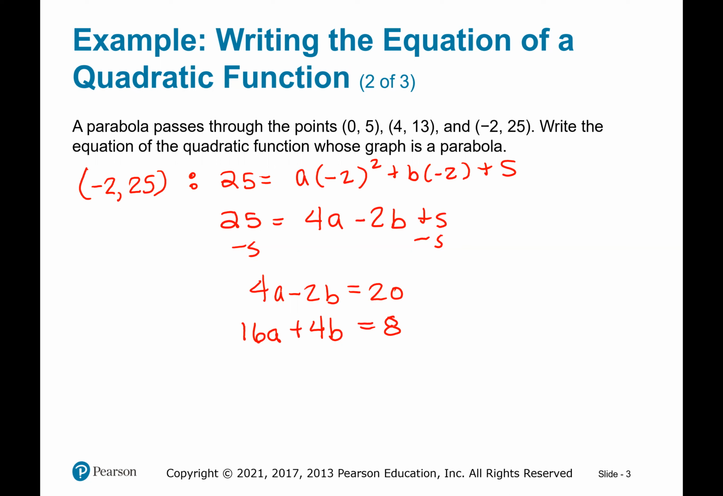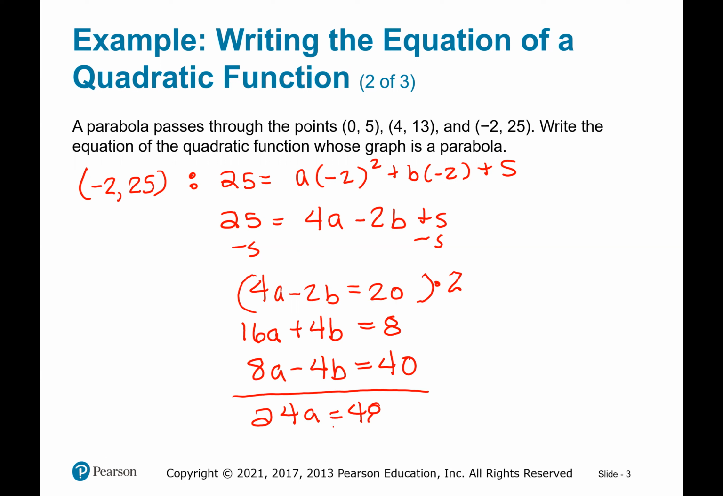All right, so I need to solve this system of equations. I would multiply this top equation by 2. And that is going to make that second term -4B, which when I add those two together will eliminate the B. So I'm going to multiply that. I get 8A minus 4B is what? 40? Add those together. 24A, the B's add to 0, equals 48. So what's A? So the coefficient on my x squared term is what, 2?